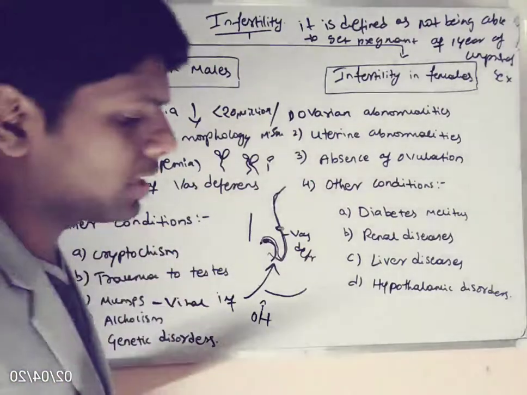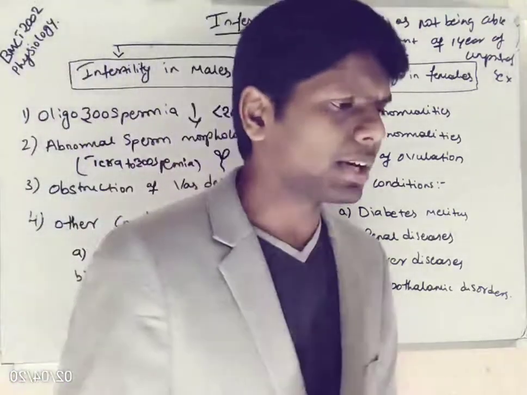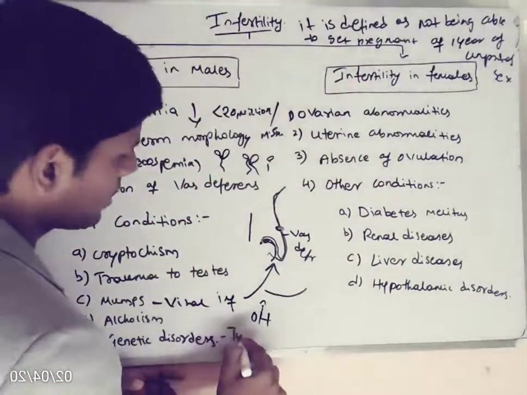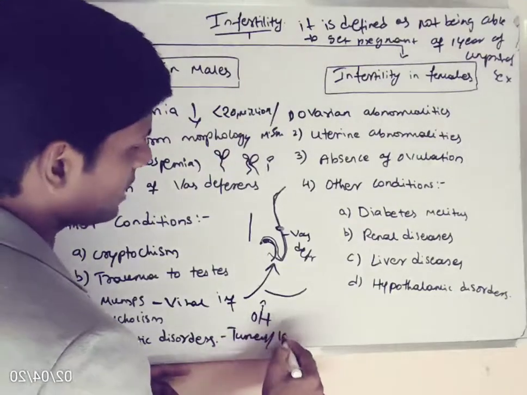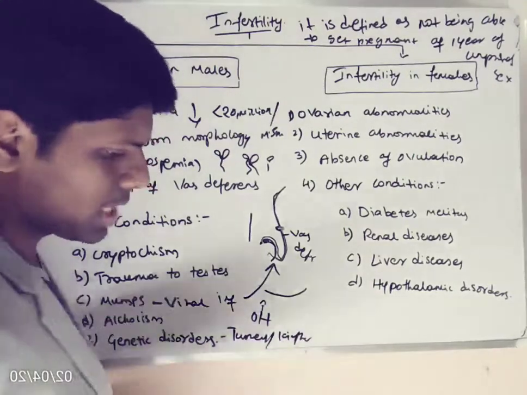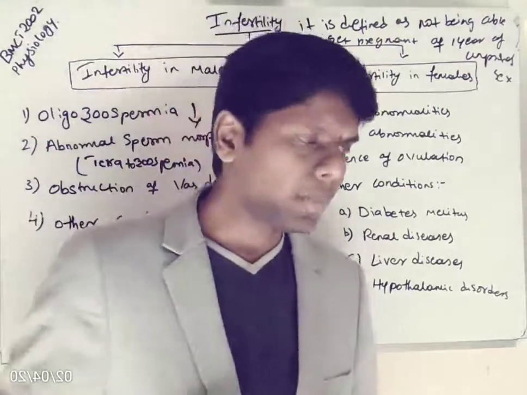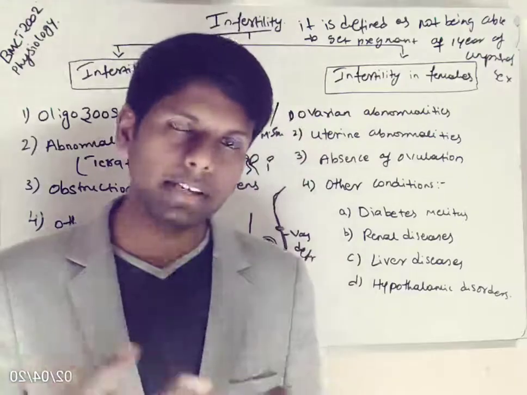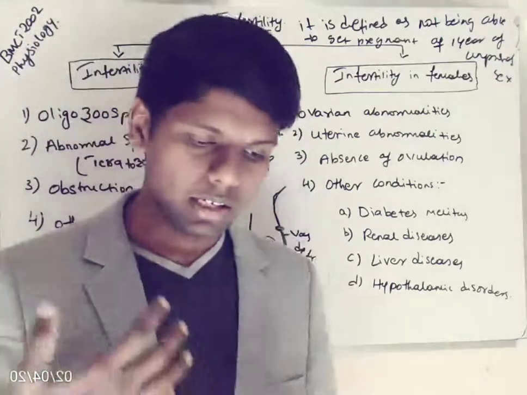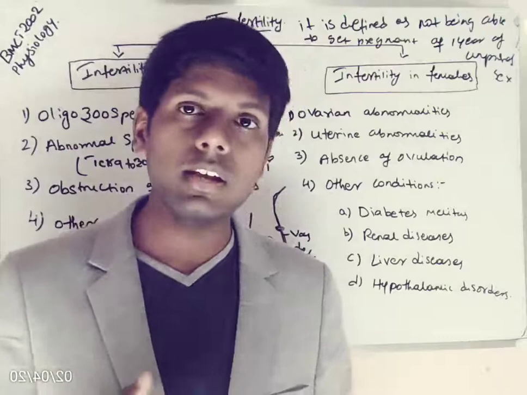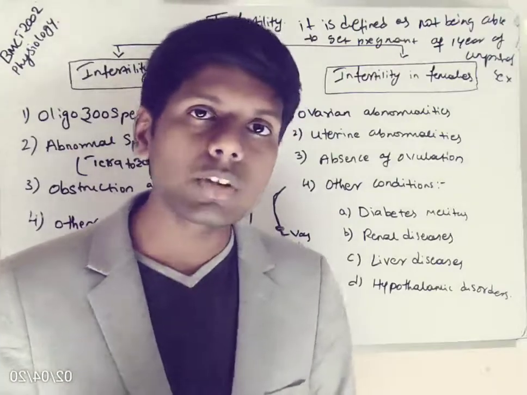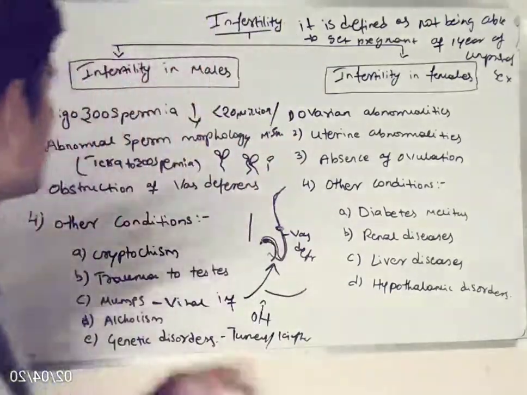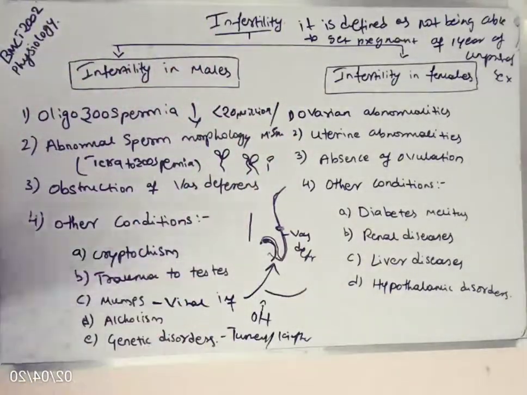Multiple genetic disorders can cause infertility. For example, there is a condition called Turner syndrome, then Klinefelter syndrome. There are some genetic disorders where the male won't have 46 chromosomes, but will have an aneuploid condition where he has abnormal chromosomes within his sperms, and that results in infertility. Okay, so these are the conditions in the males that contribute to infertility.